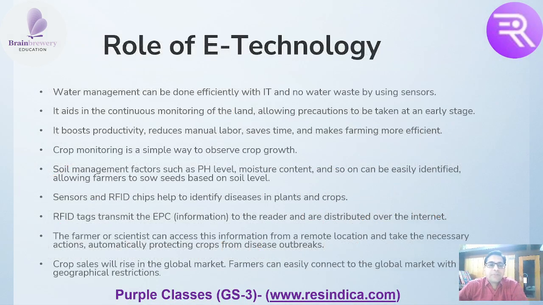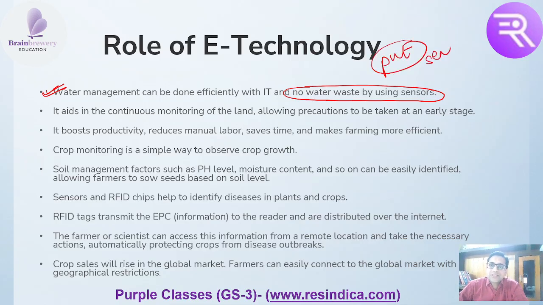What is the role of e-technologies? You can do better water management, and there will be no water wastage by using sensors. Like how? You put sensors in your field, and the sensors will detect at which places dryness is coming. Automatically, only at that place will the water be given. So this is called an efficient way of delivering water.